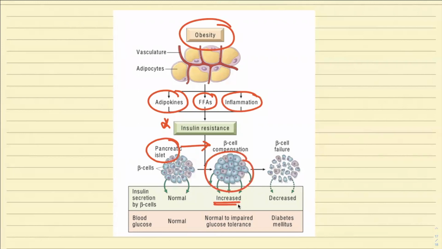There's an increased secretion of insulin. So there's a normal to impaired glucose tolerance. So the blood glucose they try to maintain. But later on, there will be exhaustion of the beta cells and there will be atrophy of the islets of the pancreas. So there will be decreased insulin release and ultimately development of type 2 diabetes mellitus.